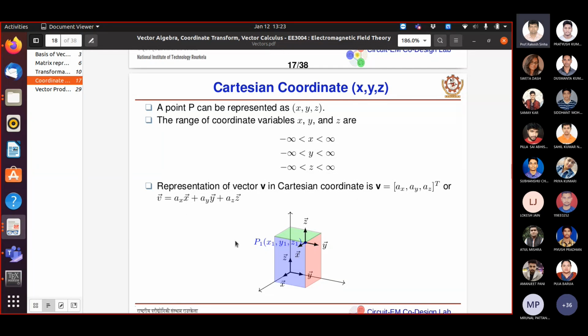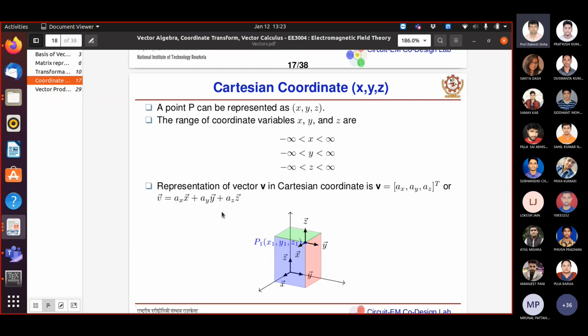Any vector V in the coordinate system can be represented as a linear combination of the basis vectors. The basis vectors are x, y and z, and these coefficients are the strengths. This is the strength of the vector in the x direction, this is the strength in the y direction, and this is the strength in the z direction.